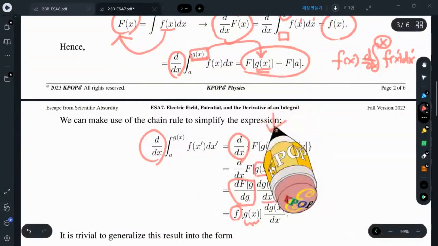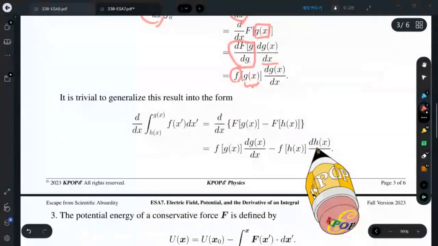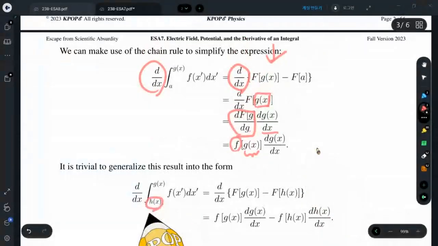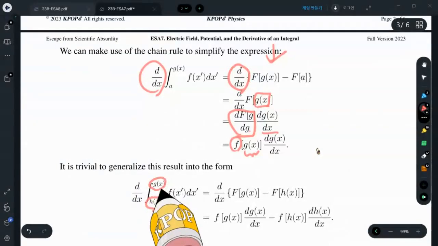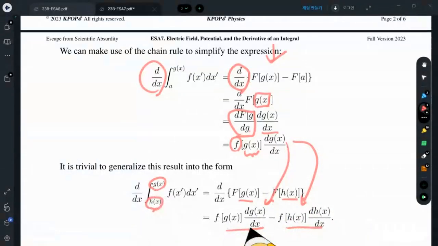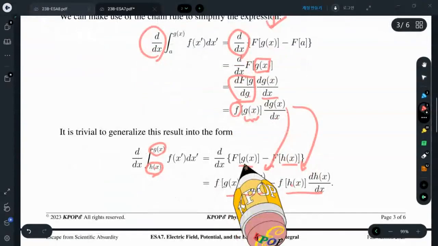Using this formula, we can compute the electric field very, very easily. In addition, in case we have additional dependence on x as a function in the lower limit as well as the upper limit, then the same style of computation is given in here. Okay, this is g and this is h, so h derivative. Okay, so it's very simple to find the answer.